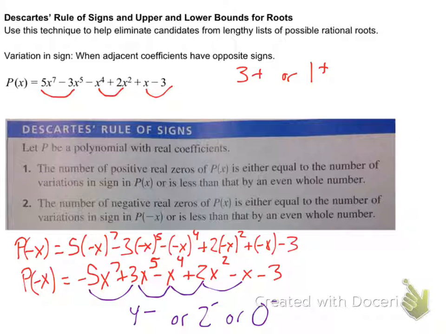Now, this potentially could be true because the degree is 7. If I had 3 positives and 4 negatives, I would have how many solutions? 7.